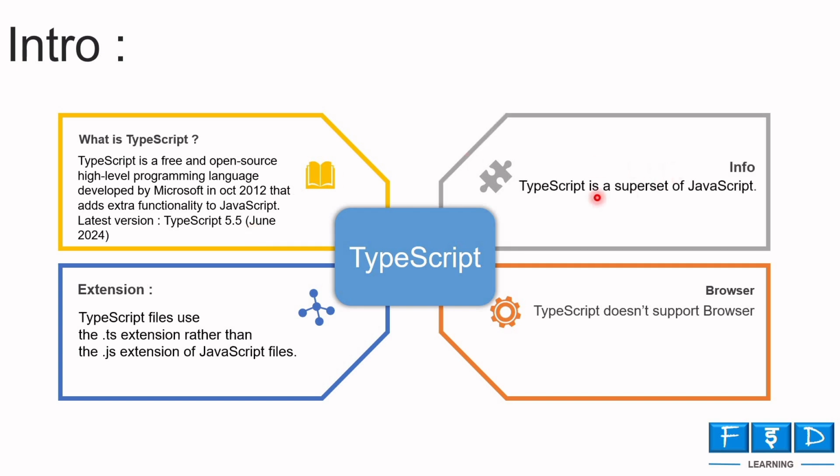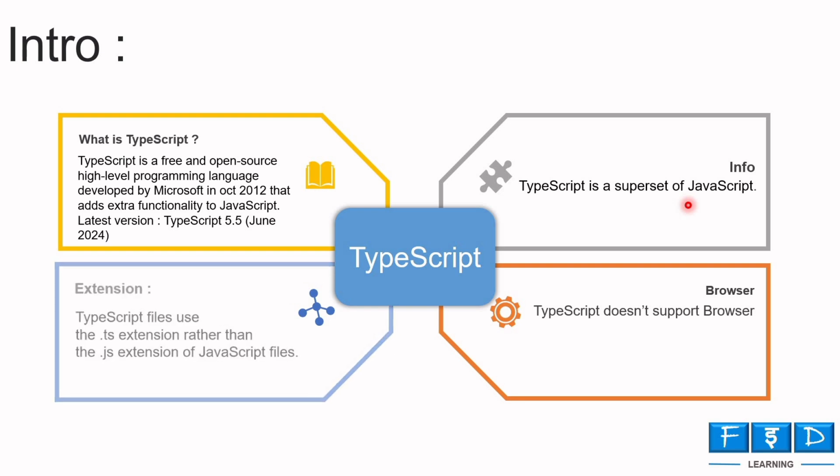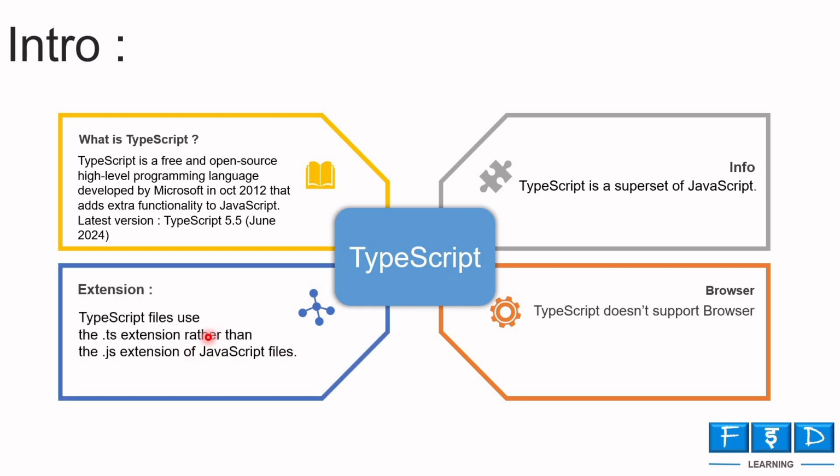And next we can say TypeScript is a superset of JavaScript, which means any valid JavaScript code is also a valid TypeScript code. Talking about extension, TypeScript files use the .ts extension rather than the .js extension of JavaScript files. And last, TypeScript has a significant drawback. It is not directly supported by browsers, which only execute JavaScript. So in order to run TypeScript code, first we need to convert TypeScript code into JavaScript.